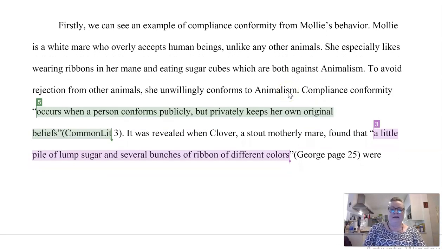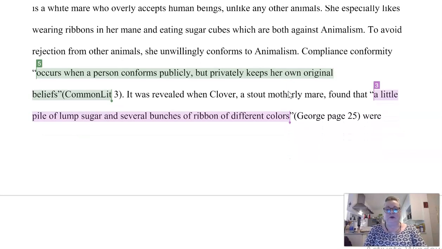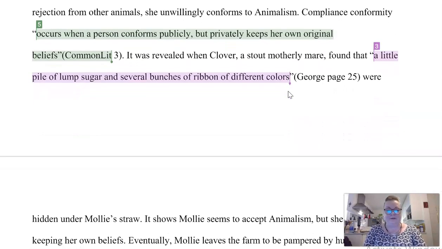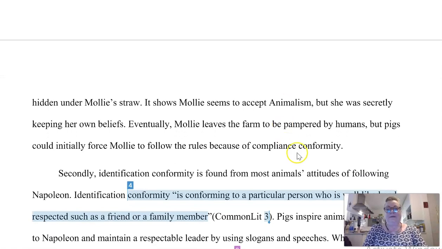of complying with the rules. Okay, after Clover finds the stuff in Molly's stall, Molly seems to kind of go along, although she has her own beliefs. Okay, so that's why Molly was a really good example. On the surface, she seems to agree with animalism, but she really doesn't, and she ends up running away.